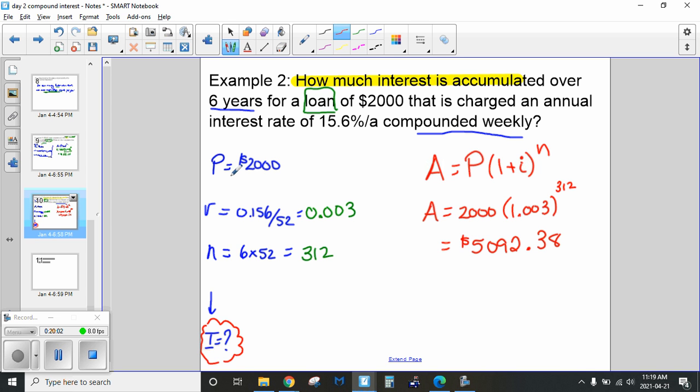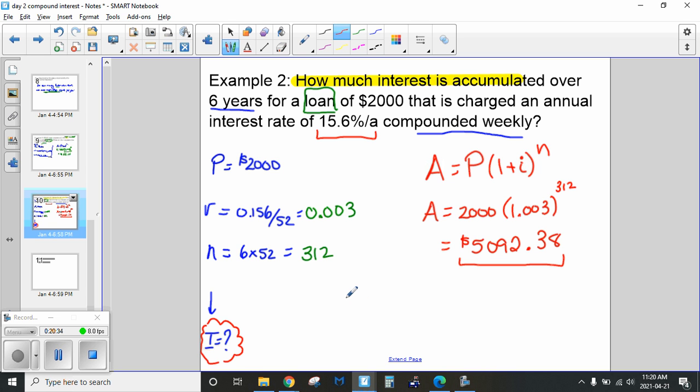So if we borrow $2,000 today at this really high interest rate, we're going to end up owing $5,000 6 years from now. This is not a good deal. All right, so if this was a loan that you took out, you should be trying as hard as you can to pay it back sooner than 6 years, because that is a big increase. The increase is actually what we're trying to find here.